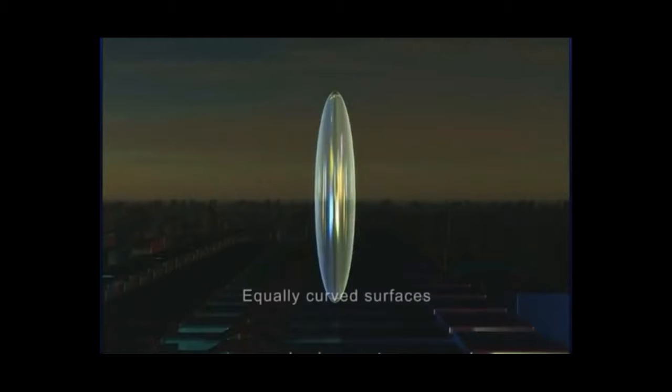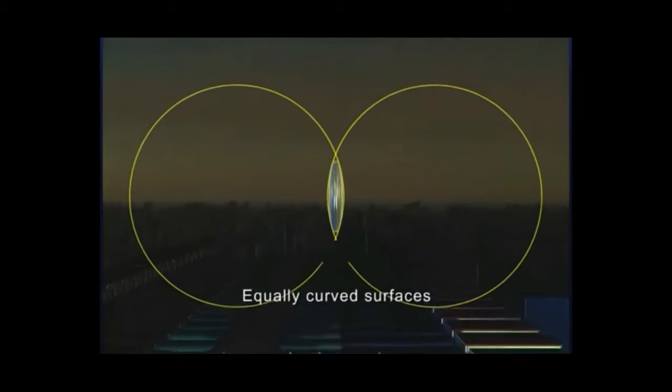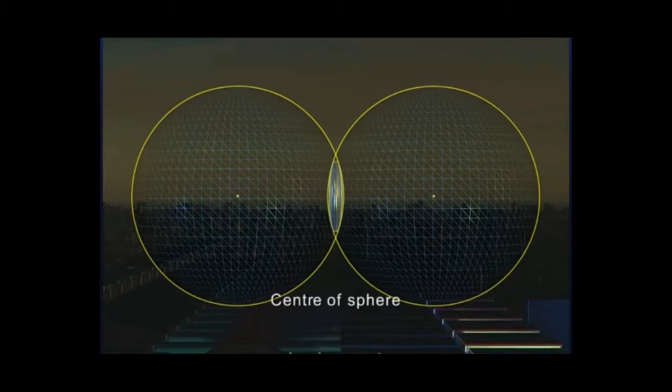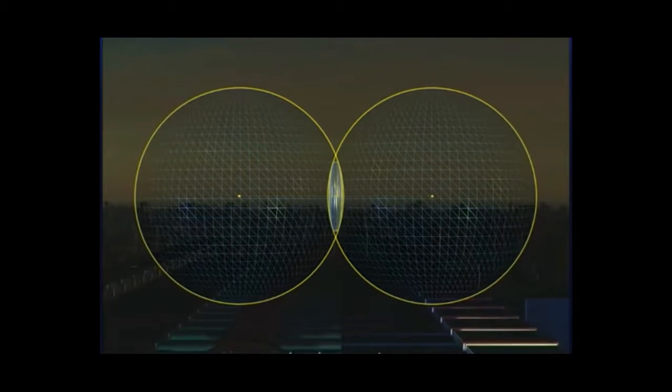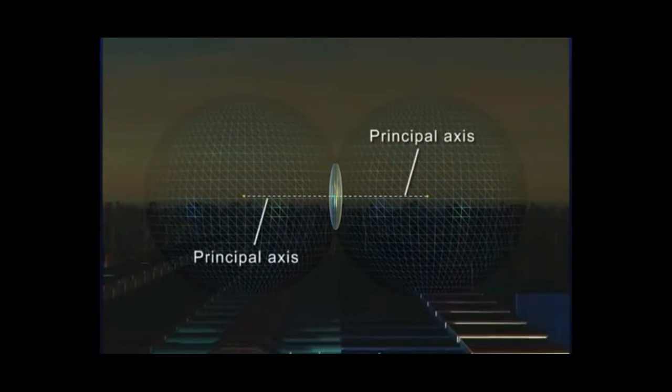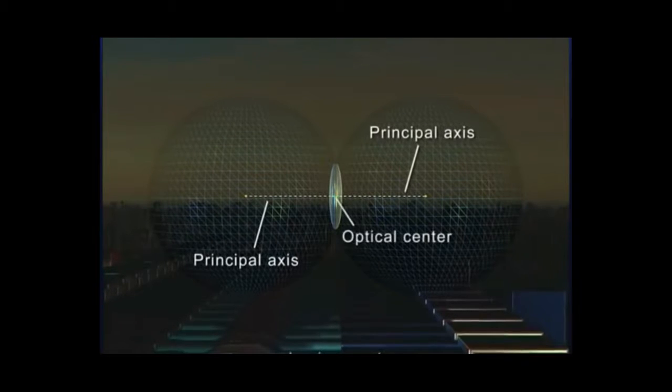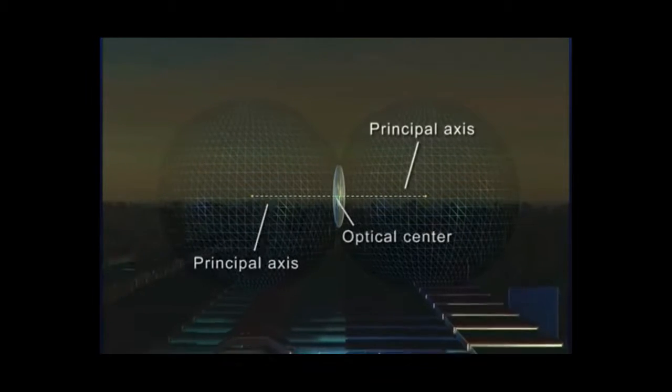We can consider these equally curved surfaces of the lens to be small parts of spheres. The centers of these spheres are called the centers of curvature of the lens. The radius of the spheres is known as the radius of curvature of the lens. The line joining the centers of curvature on both sides of the lens is known as the principal axis, which passes through the optical center of the lens.